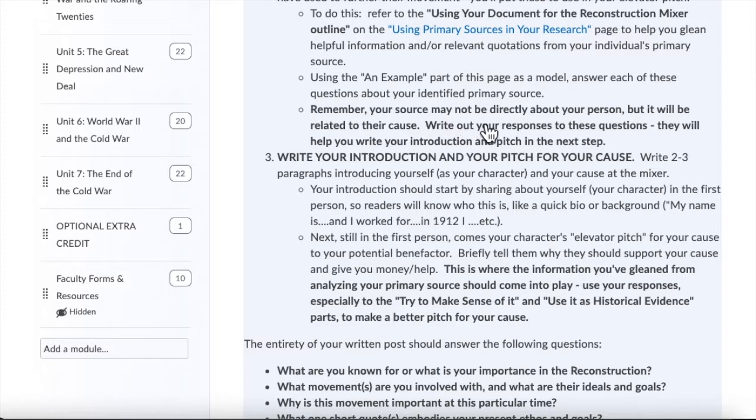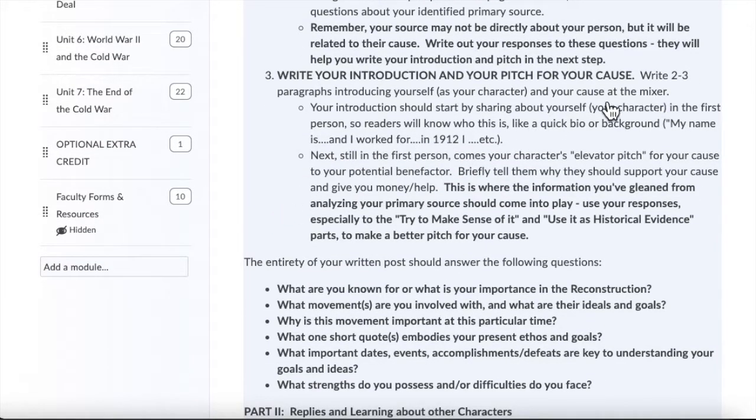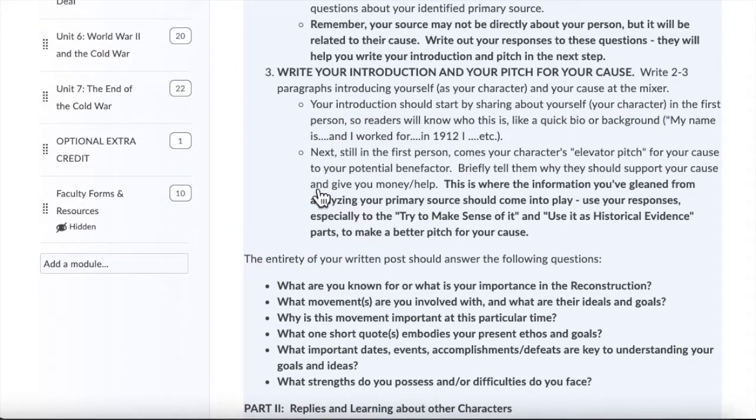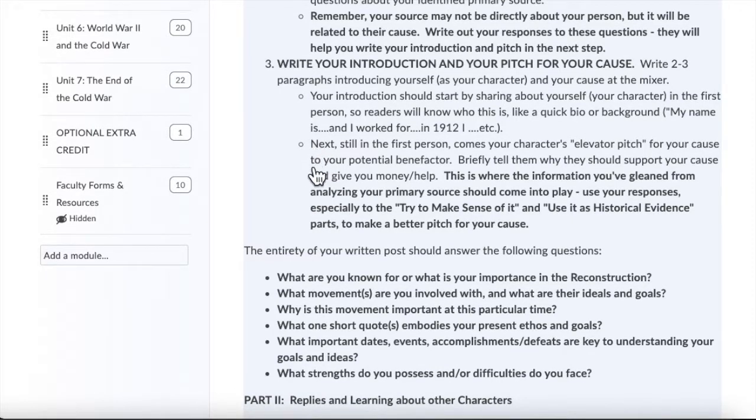And it says, remember, your source may not be directly about your person, but it will be related to their cause. You notice that that example I gave you with Frederick Douglass was not written by Frederick Douglass, but it was related to his cause. So whatever it says there is something that Douglass believes in. So write 2 to 3 paragraphs introducing yourself as your character and your cause at the mixer. And this tells you what you should say in your introduction and how you should frame your elevator pitch, as this calls it. Briefly tell them why they should support your cause and give you money or help.